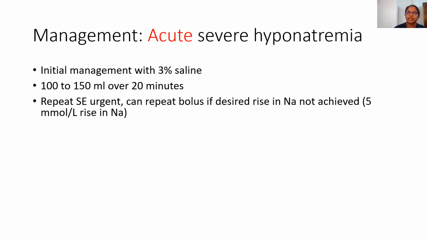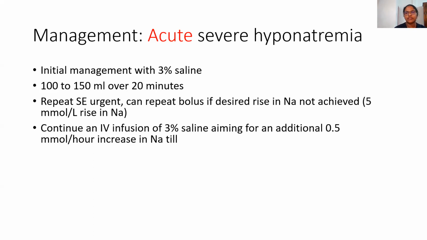Your aim is to bring up your sodium level by 5 millimoles within these 20 minutes. So after giving the bolus, you can repeat the electrolytes to make sure there is a rise in sodium by at least 5 millimoles. If that has not been achieved, you can give a repeat bolus of 3% saline.